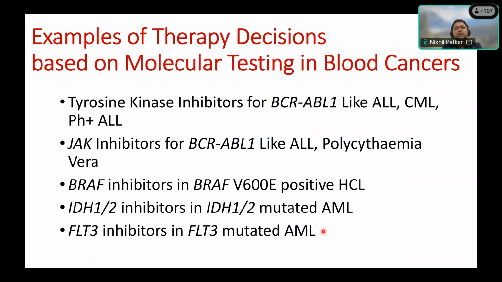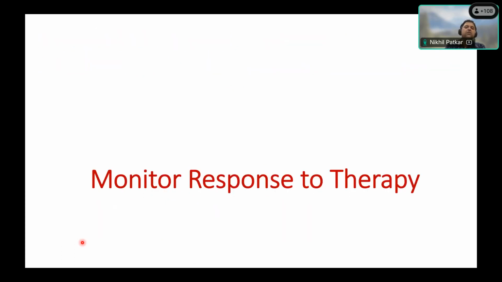So examples of therapy decisions based on molecular testing in blood cancers are tyrosine kinase inhibitors for BCR-ABL like ALL, CML, Ph positive ALL, JAK inhibitors for BCR-ABL1 like ALL, polycythemia vera, BRAF inhibitors for hairy cell leukemia, IDH inhibitors for IDH mutated AML, and FLT3 inhibitors for FLT3 mutated AML. Lastly, you can also use molecular testing to monitor response to therapy.